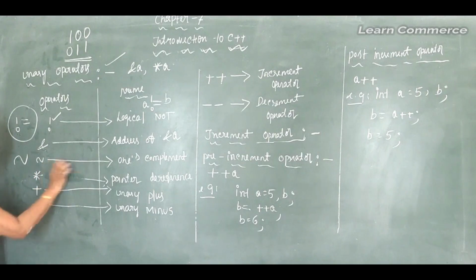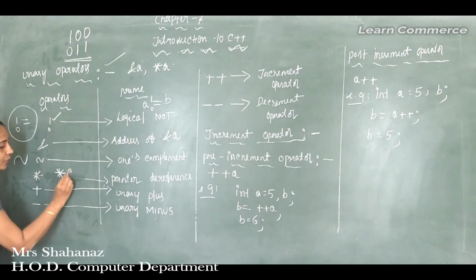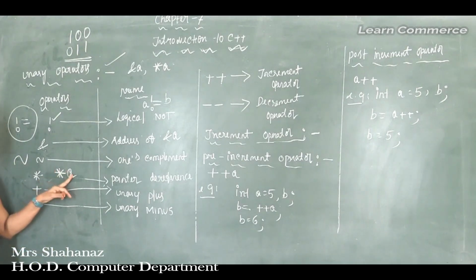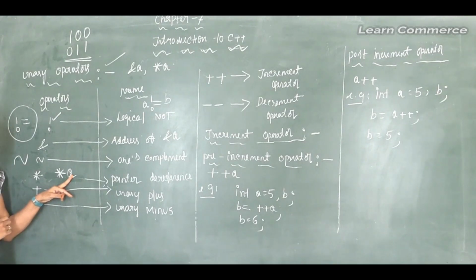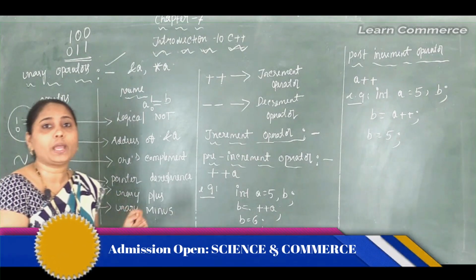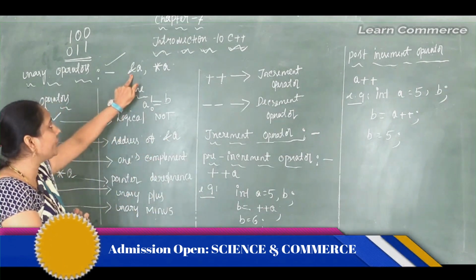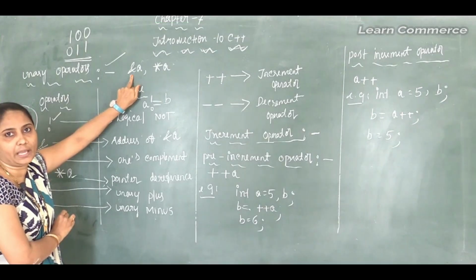One example we can write is the star A, that is the pointer dereference A. In a simple way we can say star A, but actually the symbol name is pointer dereference, and it is used with the operand, here to represent the pointer data type. Clear this point? Pointer data type. Now what is the meaning of &A and the pointer dereference operator? &A shows the address of the variable A.